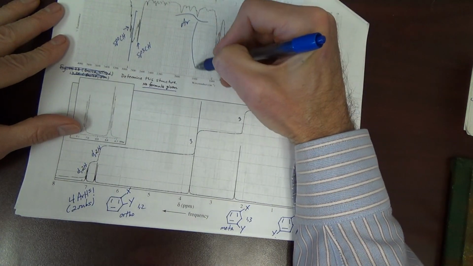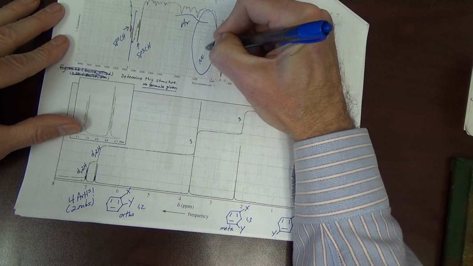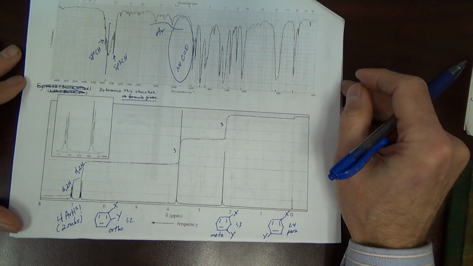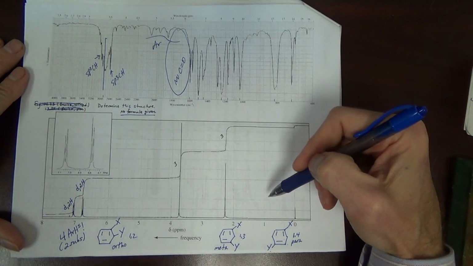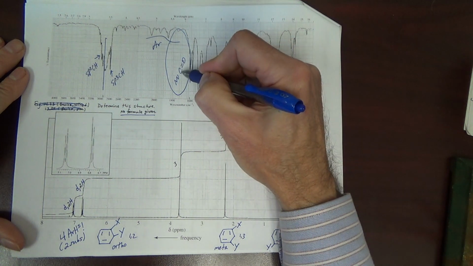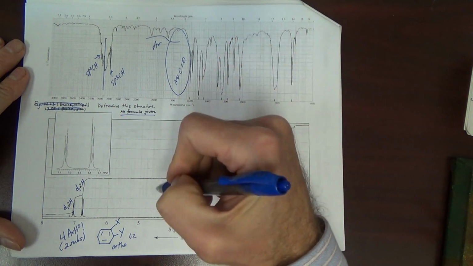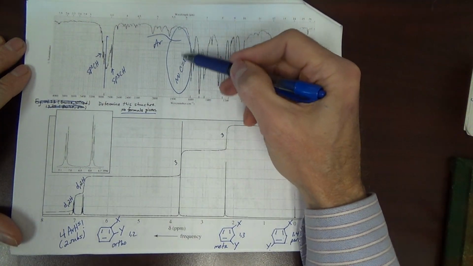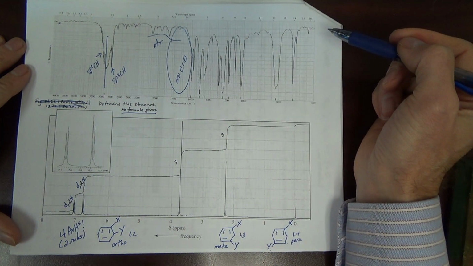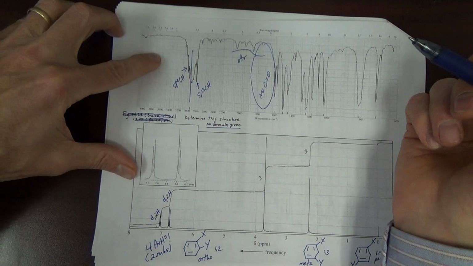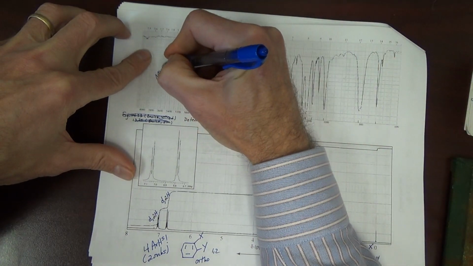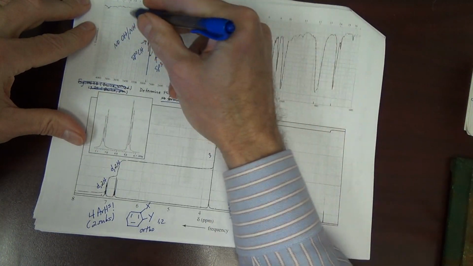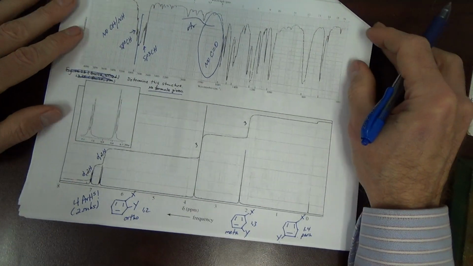Carbonyl. No carbonyl. Now, if we had carbon NMR, we could confirm that because the carbon of a carbonyl will give a precise peak in the carbon NMR. But based solely on the IR, it looks like there's no carbonyl. There's no OH or NH. There's no triple bonds. That's really all I see in the IR.